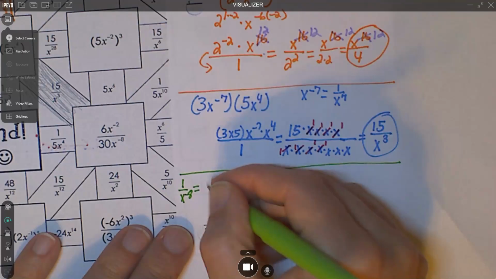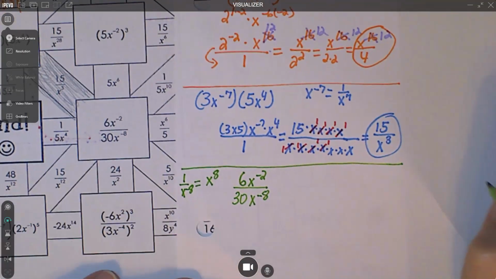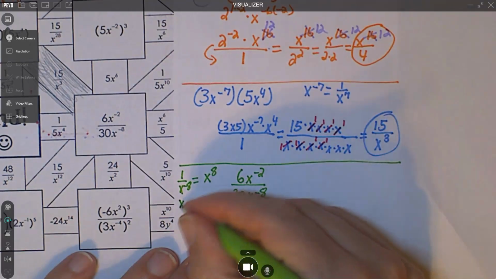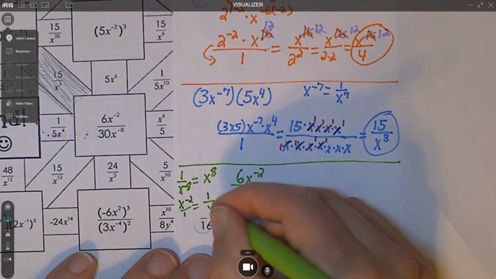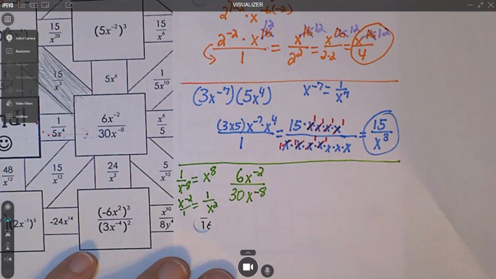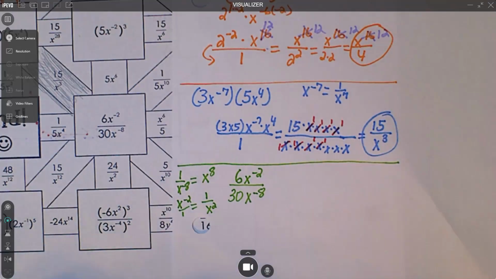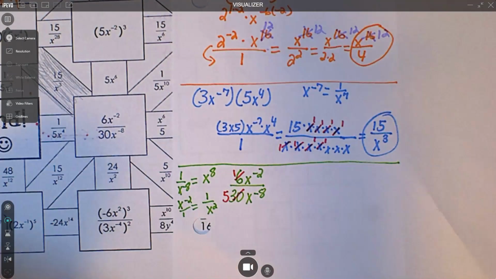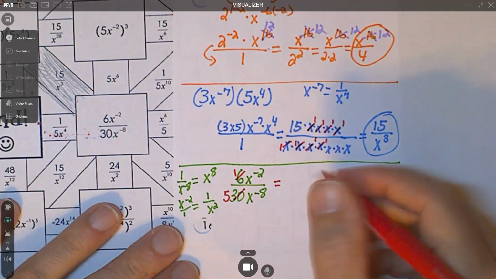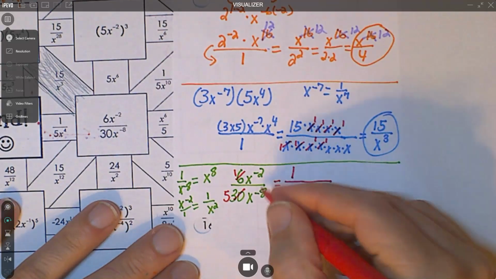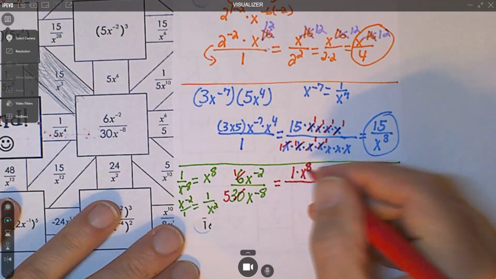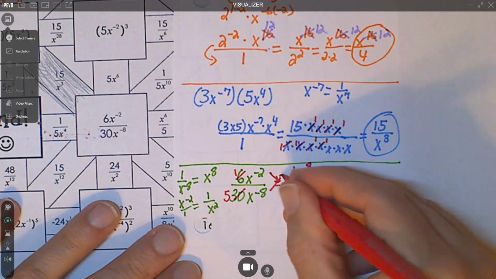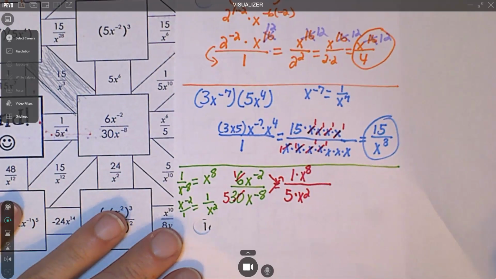One over x to the negative 8 is x to the 8. So the big number stays up there. See, I move those down, move those up. It's always the reciprocal of the positive exponent.